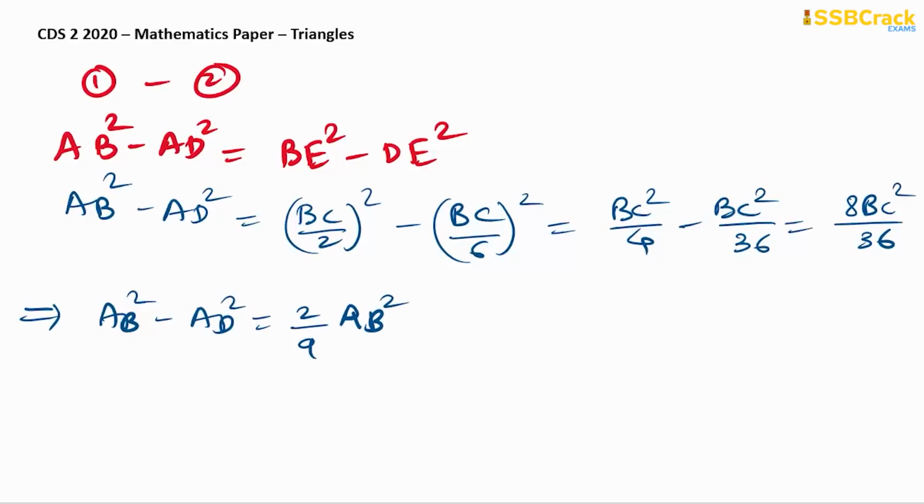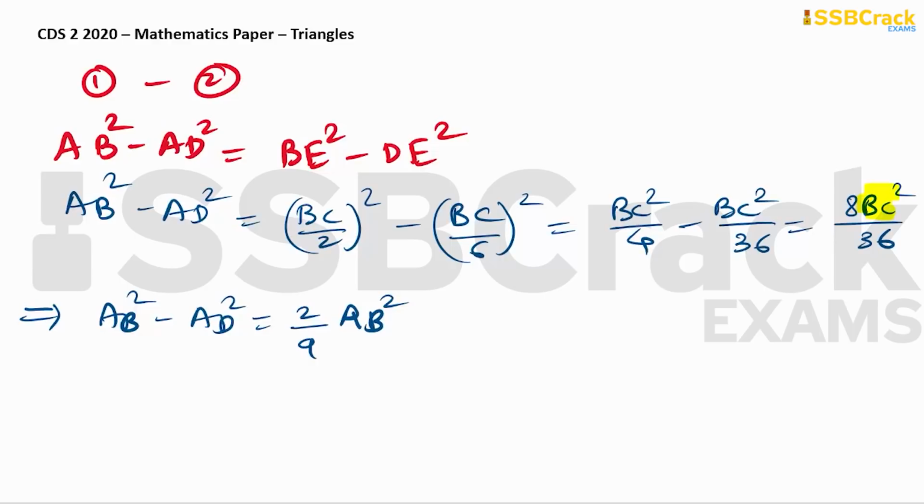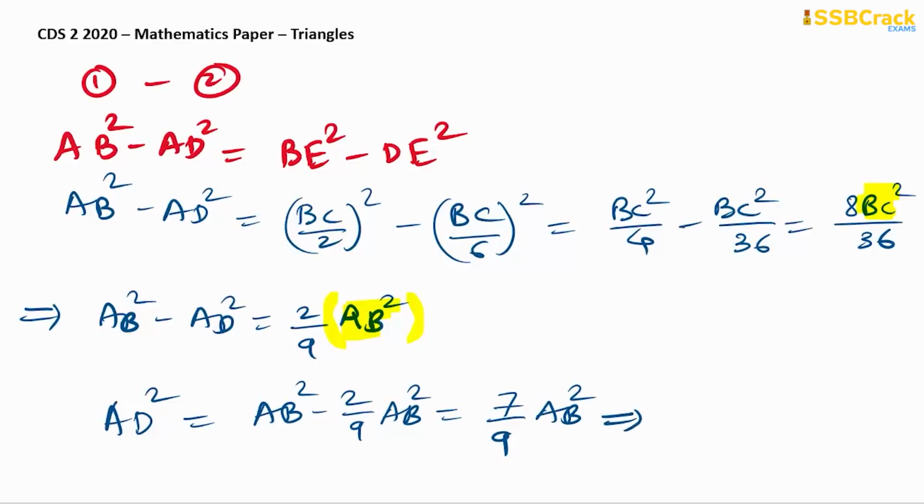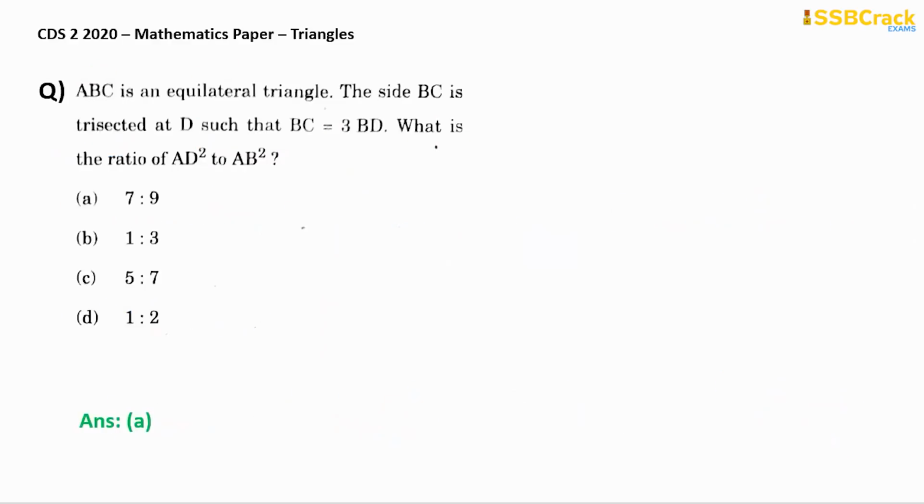I would write AB square. To whom? This BC square, because it's an equilateral triangle, all sides are same, and I am bothered about the ratio of AB square and AD square. So I replace this BC square by AB square. So that's done. I could now see that AD square equals AB square minus 2 by 9 AB square, which comes out to be 7 by 9 AB square, and this is giving you the required answer. That is the ratio of AD square to AB square, which is clearly 7:9. So the right key for this question hence is option A.